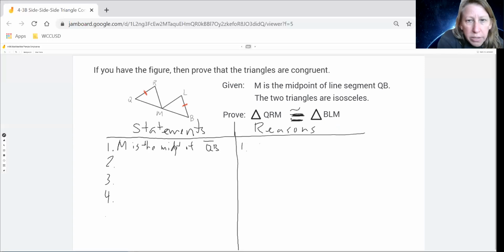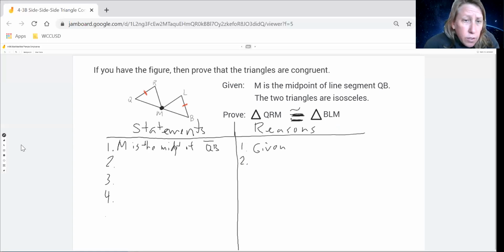How do I know that? Because it's given. If M is the midpoint, can someone look up the definition of midpoint? Maybe you can Google it. What's the definition of midpoint? Something from topic 1 that we talked about. So everything we learned is coming together now.